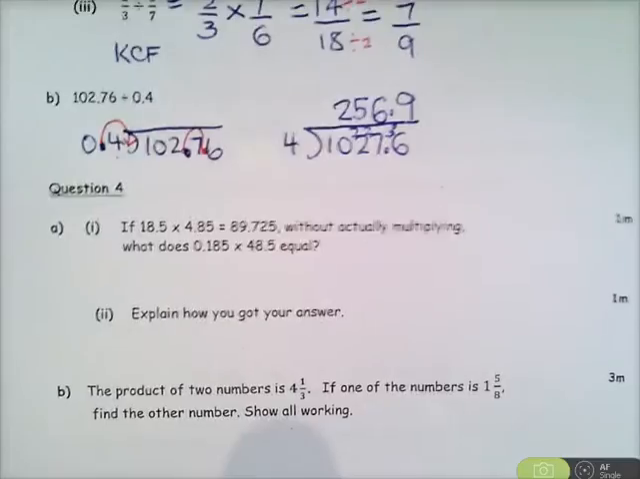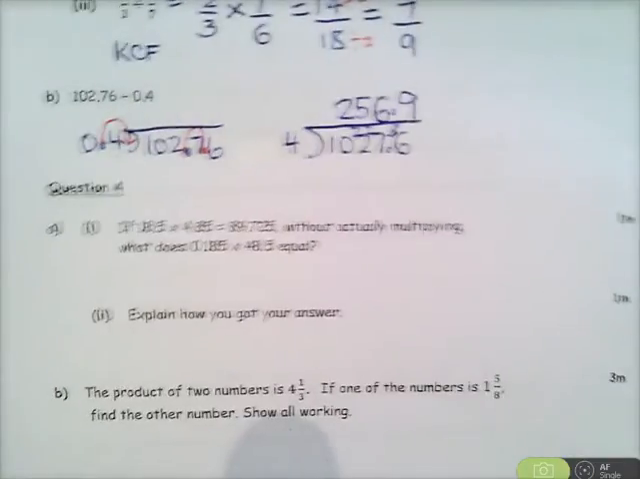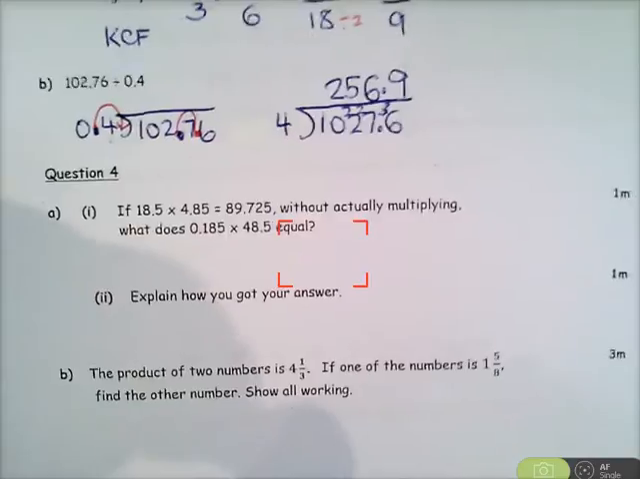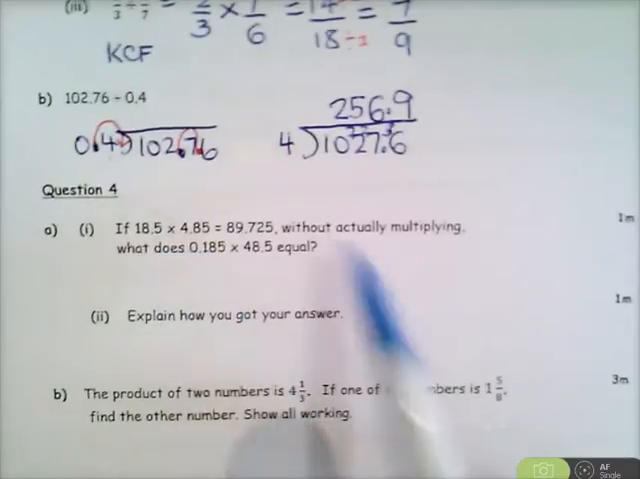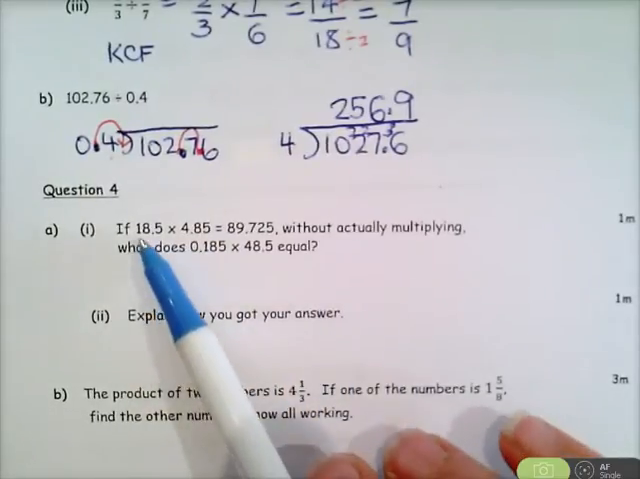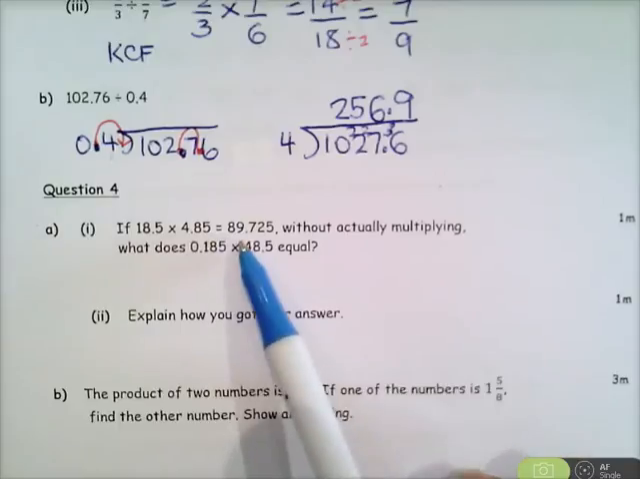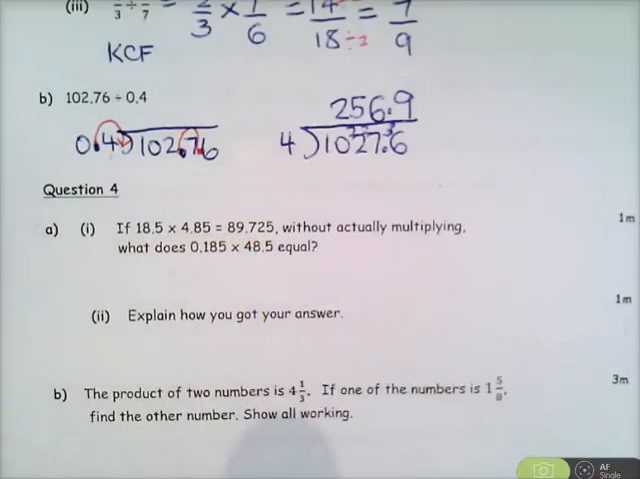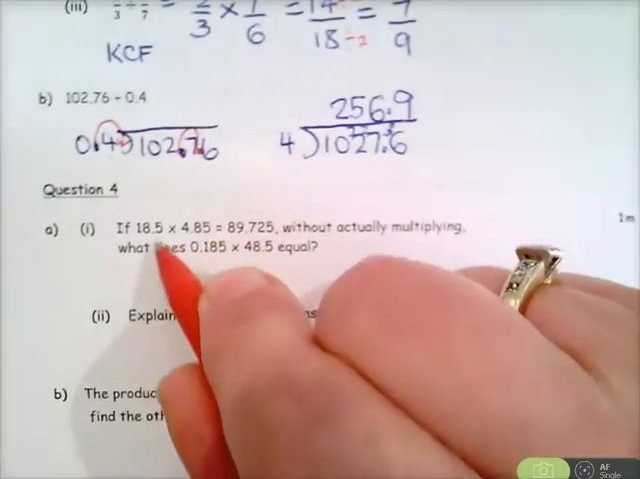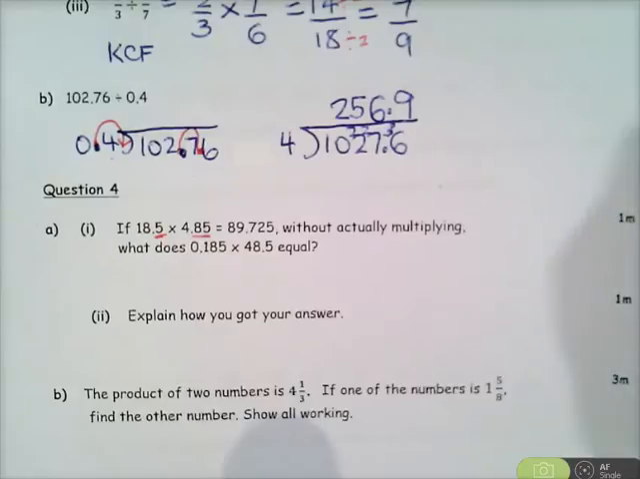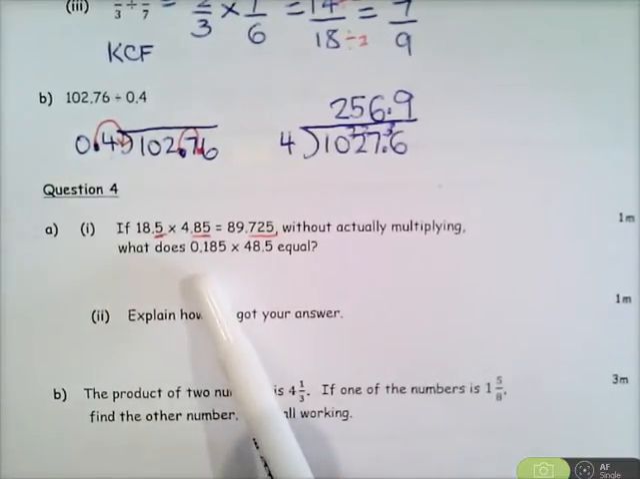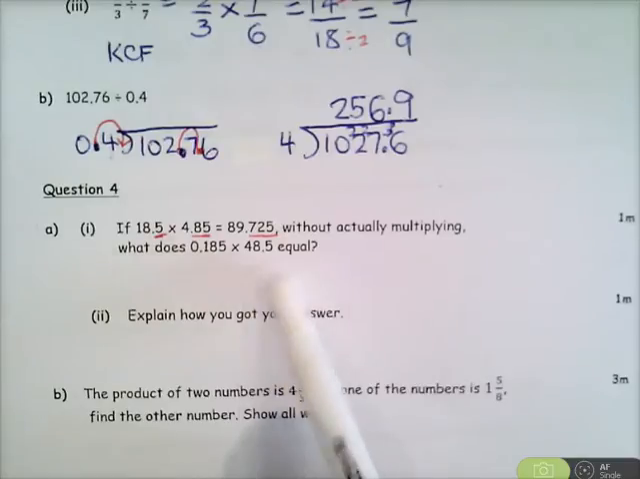Now for question 4. Now look, these questions are getting a little bit harder, so just try and do your best. Now notice this is the non-calculator section, so they've told us that 18.5 times 4.85 is 89.725. Notice that we've got, I'm underlining them in red, 1 2 3 digits after the decimal point in the question, so I've got 3 digits after the decimal point in the answer. So now they're asking us, what does 0.185 times 48.5 equal?